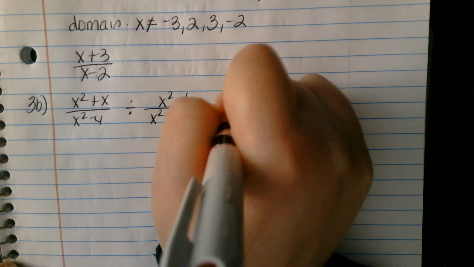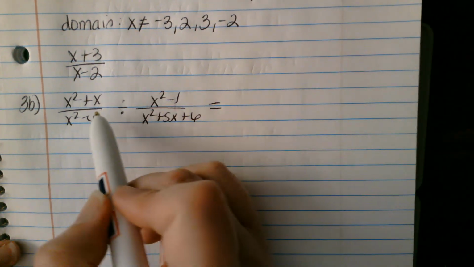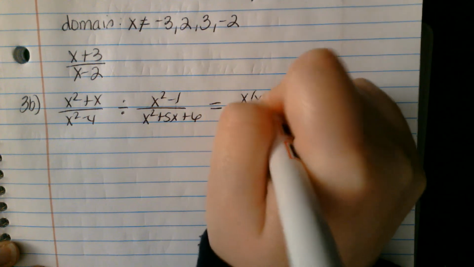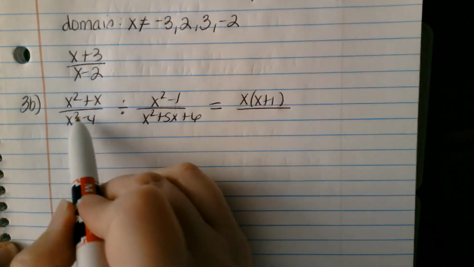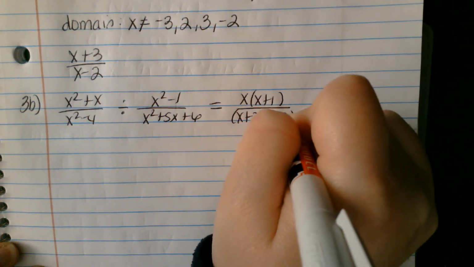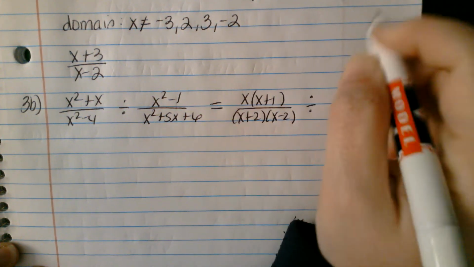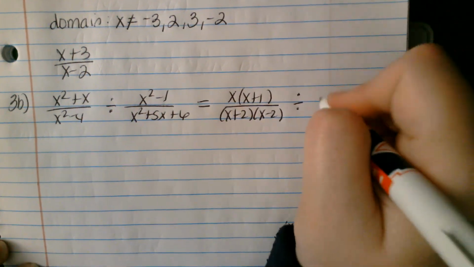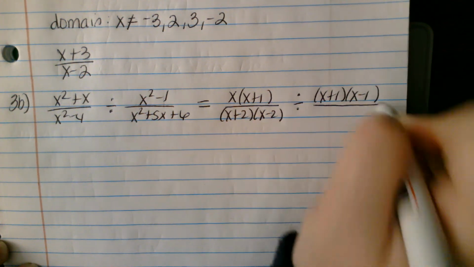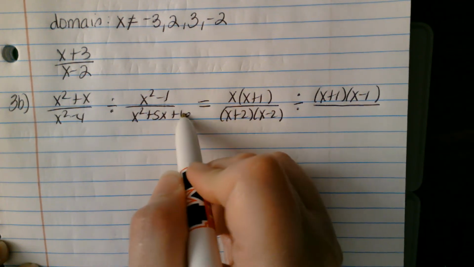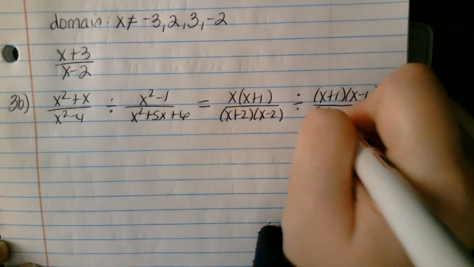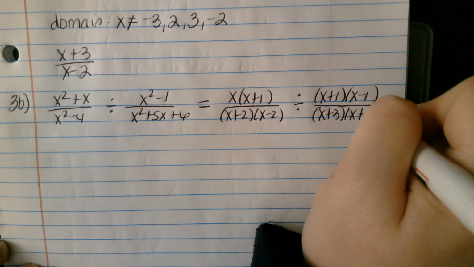So if we go ahead and factor everything, if we factor the numerator here, we can just factor out the x, so it's x times x plus 1. The denominator here is a difference of squares, so x plus 2 and x minus 2. And we're dividing that. This is a difference of squares, so that becomes x plus 1, x minus 1. This denominator here, x squared plus 5x plus 6, so multiplies to 6, adds to 5, so it would be x plus 3 and an x plus 2.